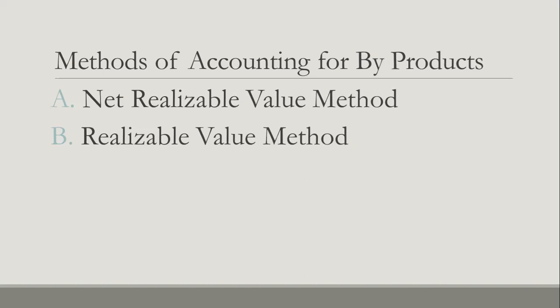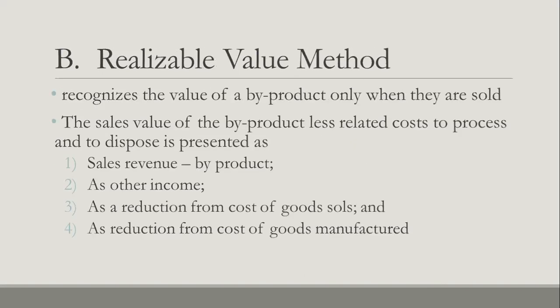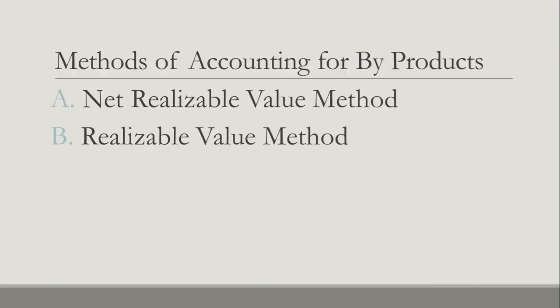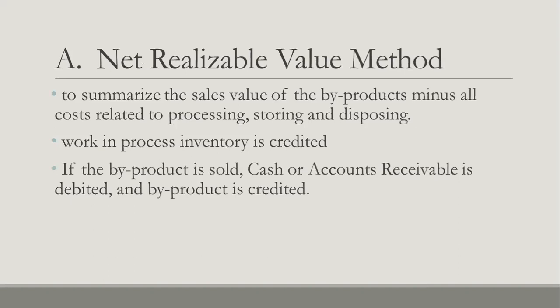So let's just have your theoretical approaches. For your accounting for byproducts using the NRV, it is used to summarize the sales value of the byproducts minus all costs related to the processing, storing, and disposing. Work in process inventory is credited. If the byproduct is sold, cash or AR is debited and byproduct is credited. So that is your NRV approach for your byproduct.